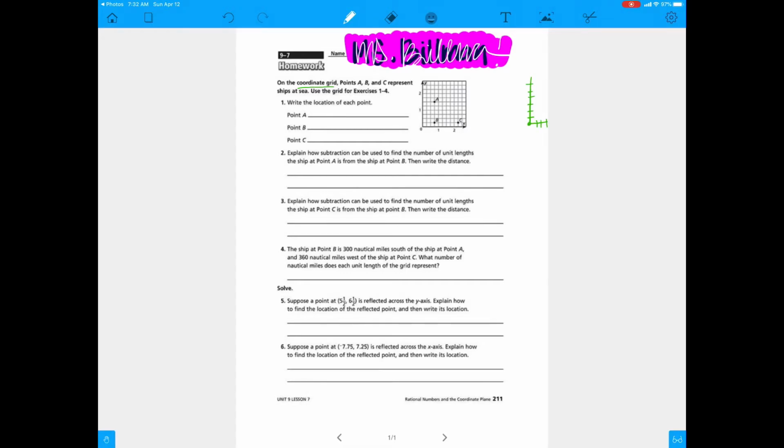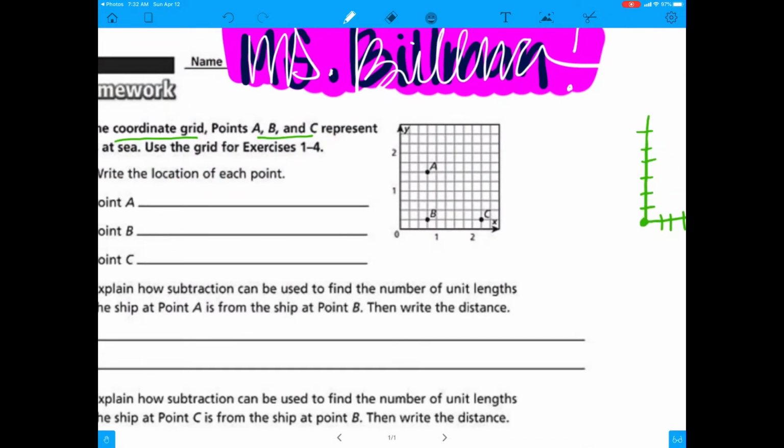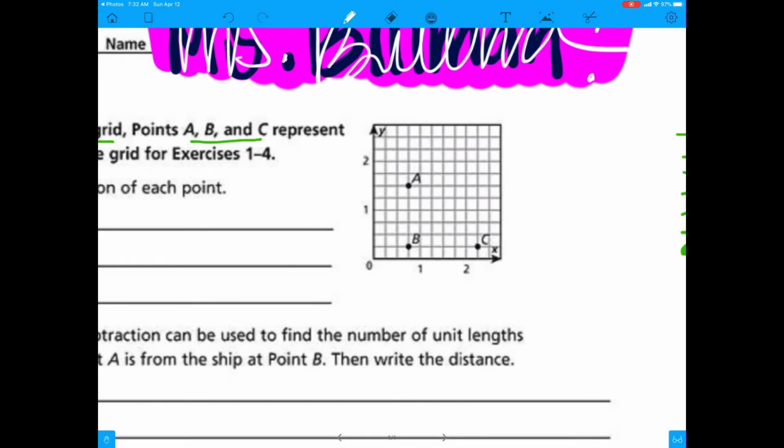Things I also need to take note of on here: when we're looking at these points, it says they're representing ships at sea. I need to be observant of where these numbers are located because each line isn't just 1, right? We actually have to look and see what each line represents. That's one of the first things I'm going to do. So I see that this is cut into quarters: 0.25, 0.5, 0.75, and 1.